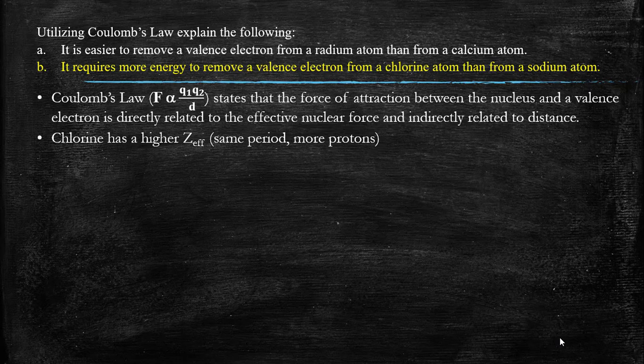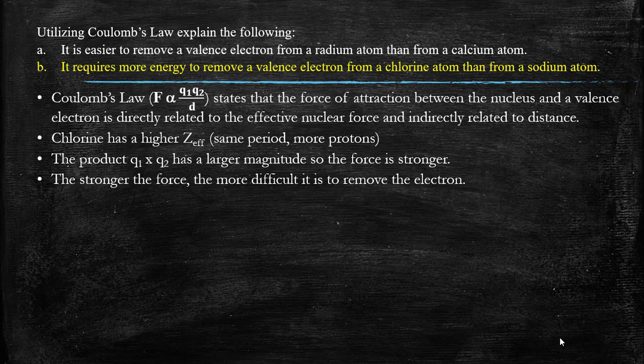Chlorine has a higher effective nuclear force. It's in the same period as sodium, but it has more protons. So the product Q1 times Q2 has a larger magnitude, so the force is stronger. The stronger the force, the more difficult to remove the electron.